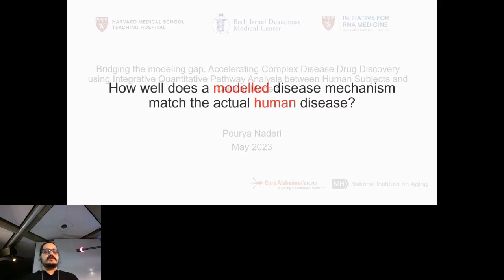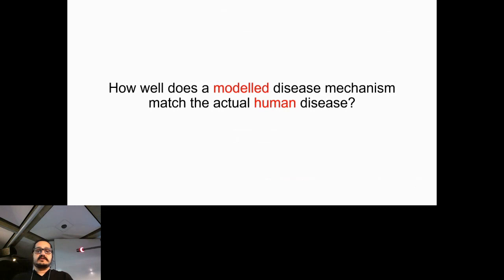So the fundamental question of my talk today is to understand how well a model disease mechanism matches the actual human disease. Therapeutic target discovery in complex diseases, including Alzheimer's, can benefit from answering this question to close the gap between human patients and model systems such as cellular models or mouse models.